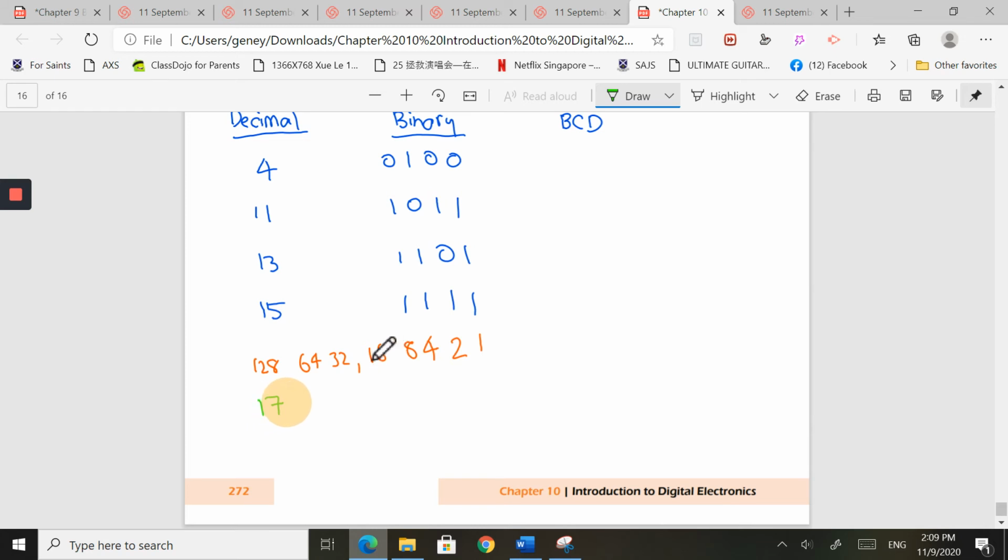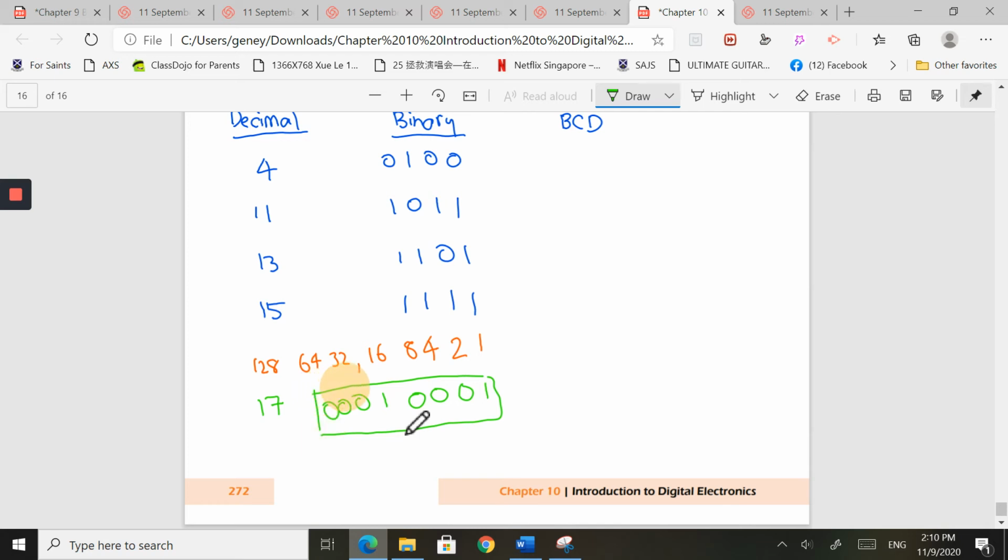So for 17, I want the 16 plus 1. 16 plus 1 will give me 17. So I do want the 1. I don't want the 2, so 0. I don't want the 4. I don't want the 8. I want the 16. I don't want the 32, I don't want the 64, and I don't want the 128. So the binary equivalent of 17 is 0001, 0001.